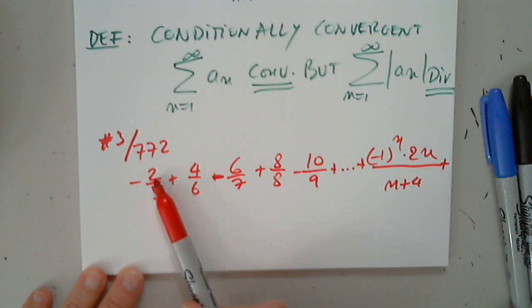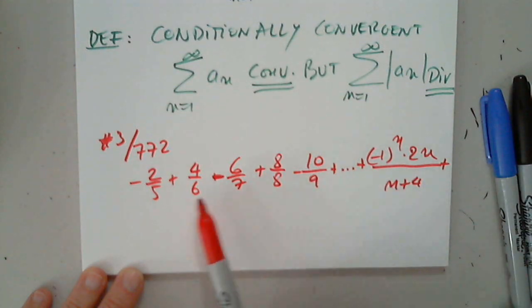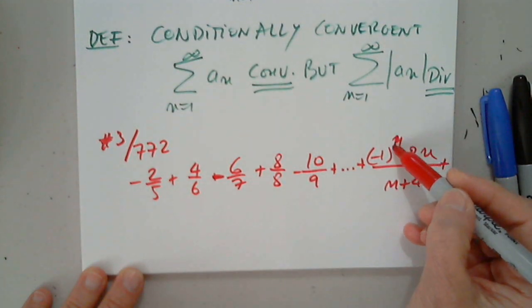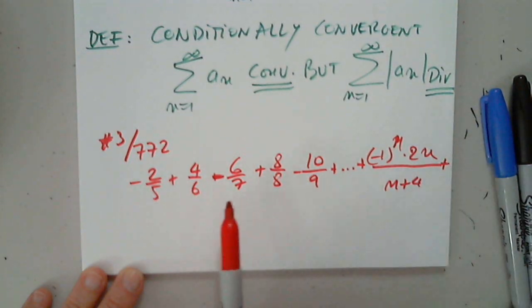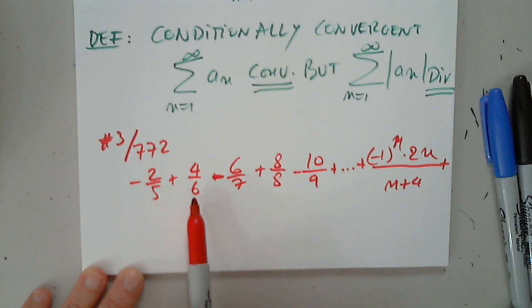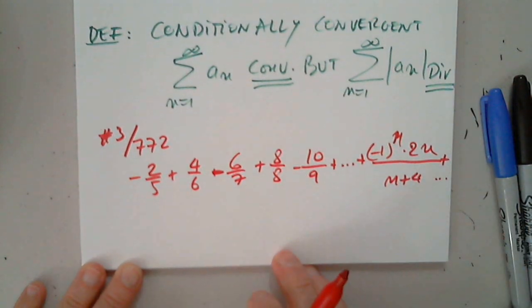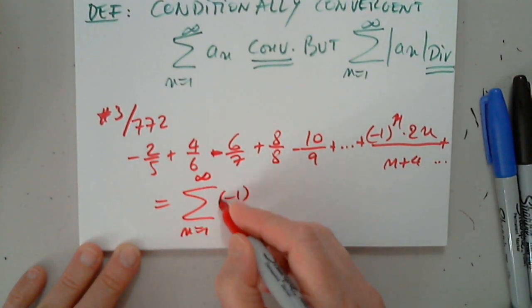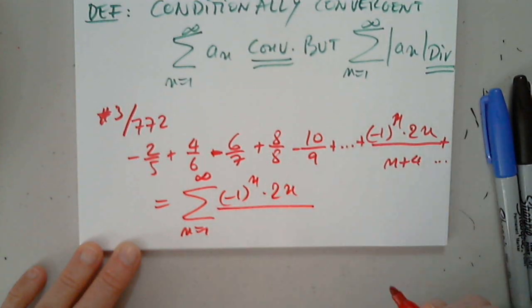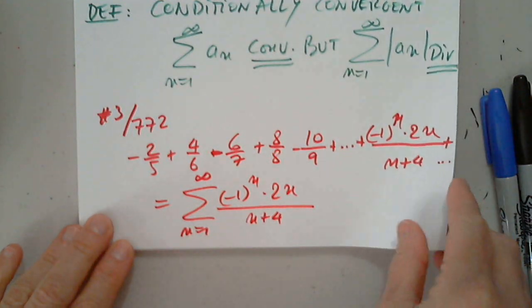How do I know this? 2 times 1, 2 times 2, 2 times 3, 2 times 4, 2 times 5, alternating, negative. So the power is n: when n is 1 it is negative, when n is 2 it is positive. And the denominator is 4 plus 1, 4 plus 2, 4 plus 3, 4 plus 4, and so forth. So this is the sum from n equals 1 to infinity of (-1)^n times 2n over n plus 4. Now we're asked to test whether this series is convergent.